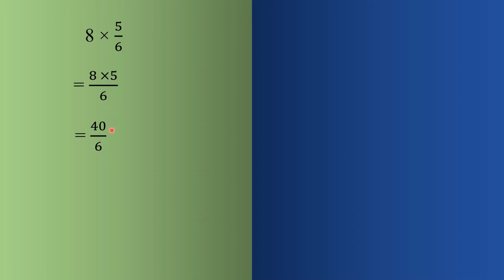Now if you observe this, you can find out that 40 and 6 can be simplified. Here is a common factor which is 2. Let us divide 40 by 2 and 6 by 2. So here it is 20 by 3. Now 20 by 3 is an improper fraction, and I have already told you whenever you find your answer in the form of an improper fraction, convert it into a mixed number. So to convert it into a mixed number, we will divide 20 by 3.